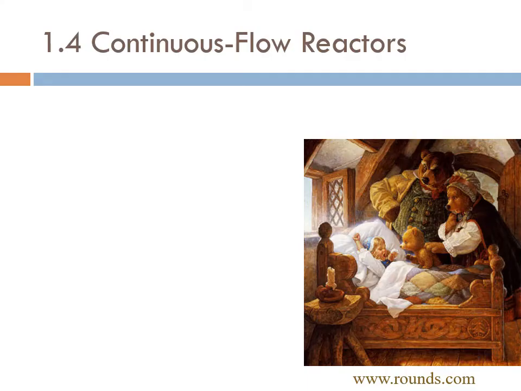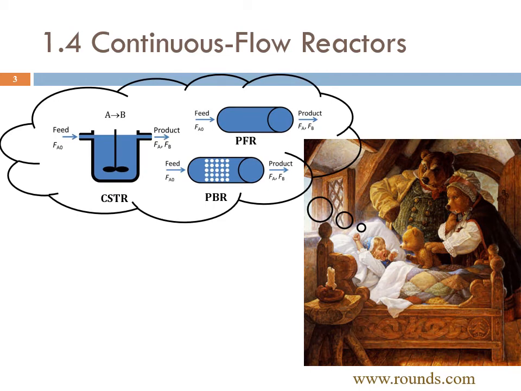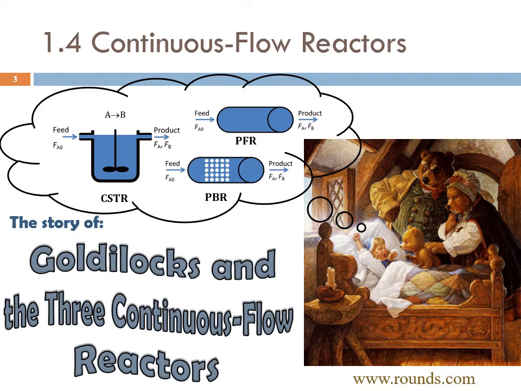And in fact, this takes me to a story that I read when I was a child about continuous flow reactors. I'm sure you remember the story. It's about a child who thinks about three types of reactors: a CSTR, a plug flow reactor, PFR, and a packed bed reactor, PBR. She tries the first reactor and it's too large, then the second, it's too small, and then the last one is just right, just perfect. That's the story of Goldilocks and the three continuous flow reactors. So let's see what the story is about.